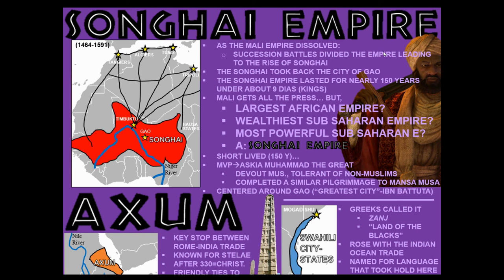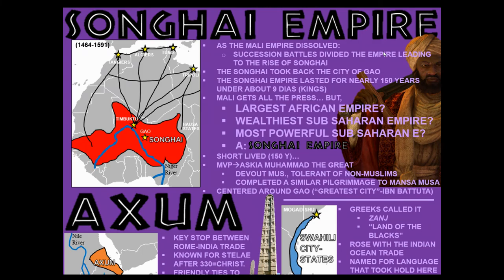Around the rise of the Indian Ocean trade, you had these city-states. Each of them eventually rose up, and they were named for the language that took hold here, which is still spoken today, which is Swahili. It's kind of a combination of Arabic and the Bantu languages, and that's where the language Swahili comes from. So, very powerful trade city-states that existed along the eastern coast of Africa. All right, so that is going to wrap us up.